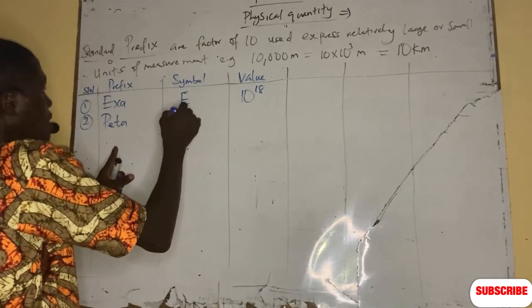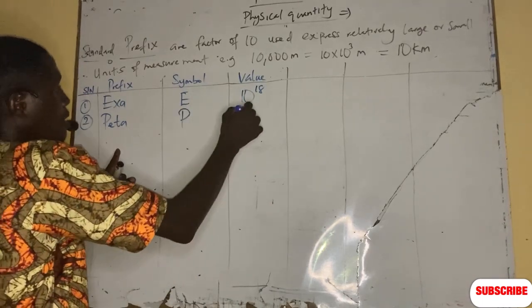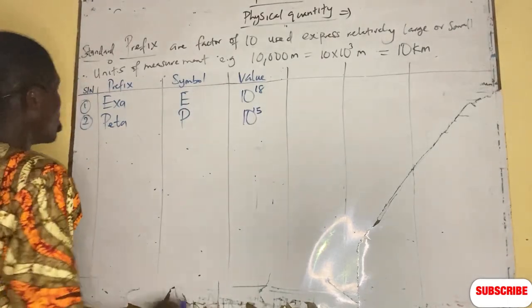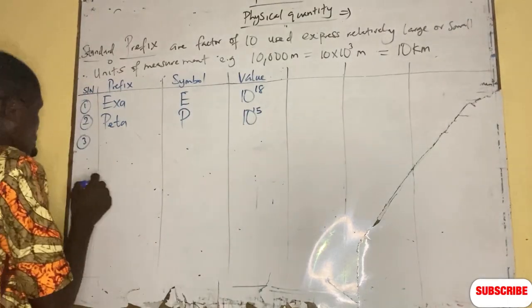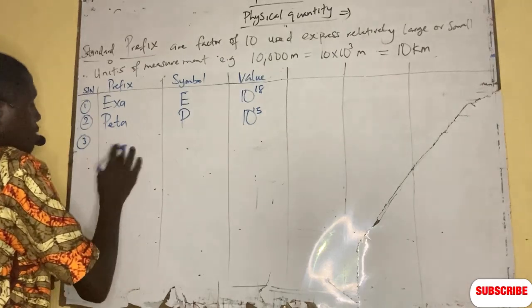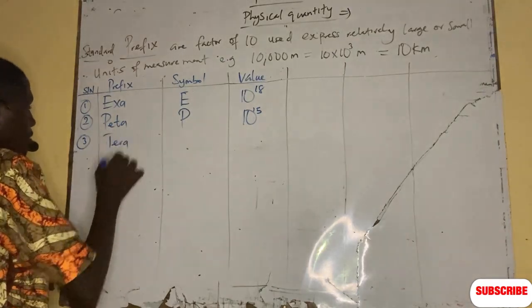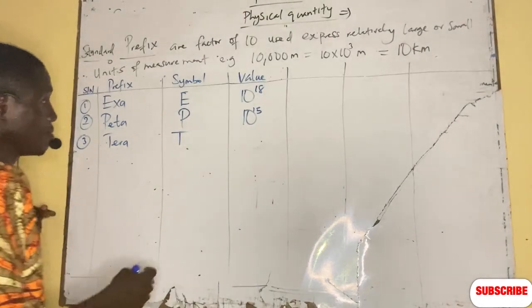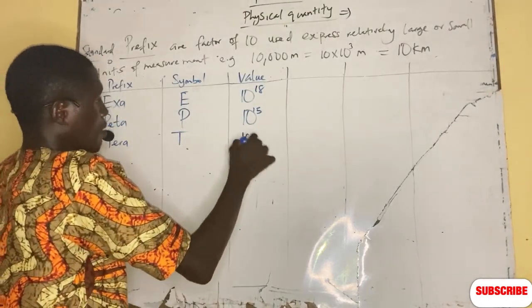The peta is capital letter P, 10 raised to the power 15, a difference of 3. The next one is the tera. This is very, very common, the terabyte. If you have a hard disk, it is in terabytes, 10 raised to the power 12.